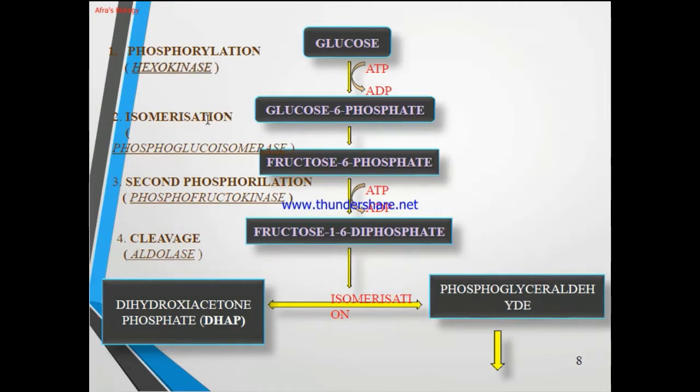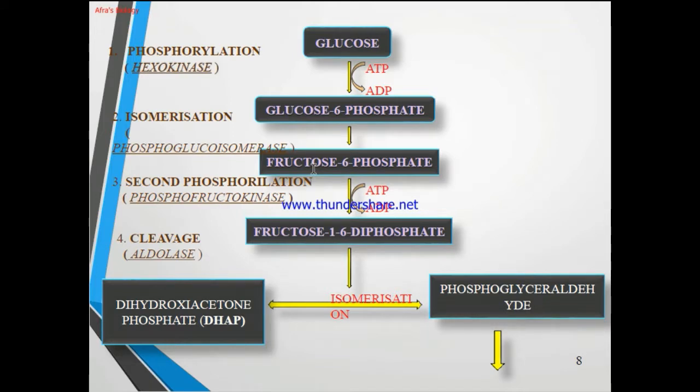Okay, now step 2, which is called isomerization. Isomerization is the conversion of a functional group, like glucose is converted into fructose. Glucose 6-phosphate is isomerized into fructose 6-phosphate, as we know that glucose and fructose are isomers of each other. The enzyme we use is phosphoglucoisomerase, which turns the glucose 6-phosphate into fructose 6-phosphate.